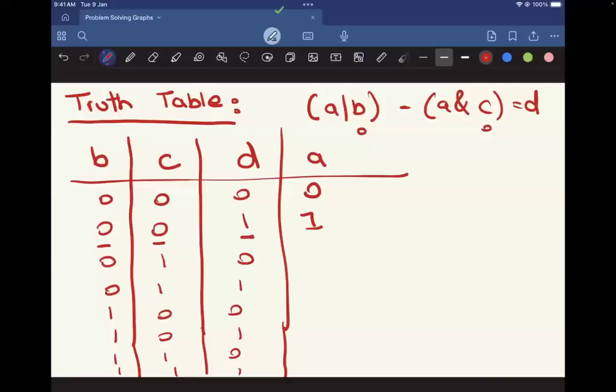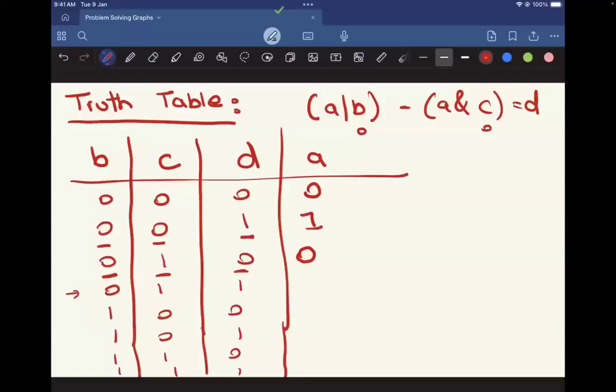Correct. Okay. Now, if B is 0, C is 1, and D is 0. Do you agree if A is 0, then we are able to achieve this result? Because C and A will give me 0 and 0 minus 0 is 0. Right? Now, this is the first thing that comes to our mind.